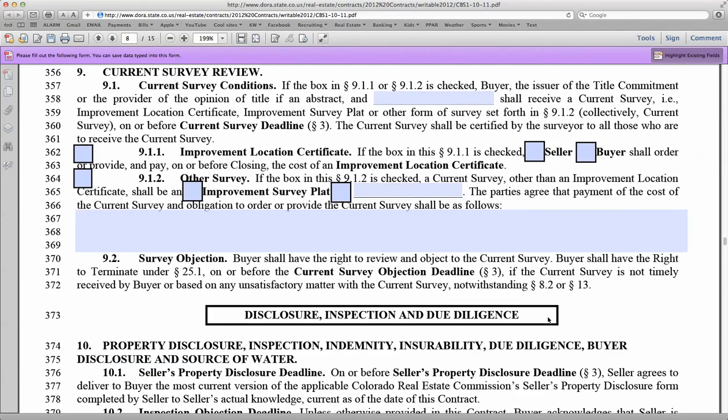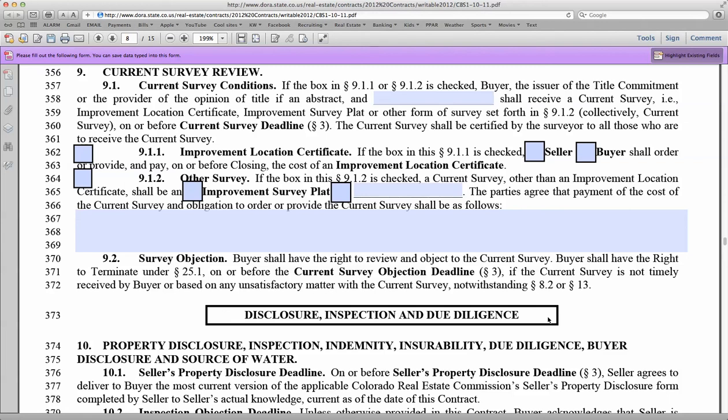Section 9, current survey review. Typically, you're only going to need to do a survey if the buyer is wanting one done, if they think that there's any issues with where the land property is sitting, if they think the neighbor is built on their property, that type of thing, or if your property falls someplace out in the middle of nowhere and it is a good idea for your buyer then to know exactly where their property is and where their property lines are.